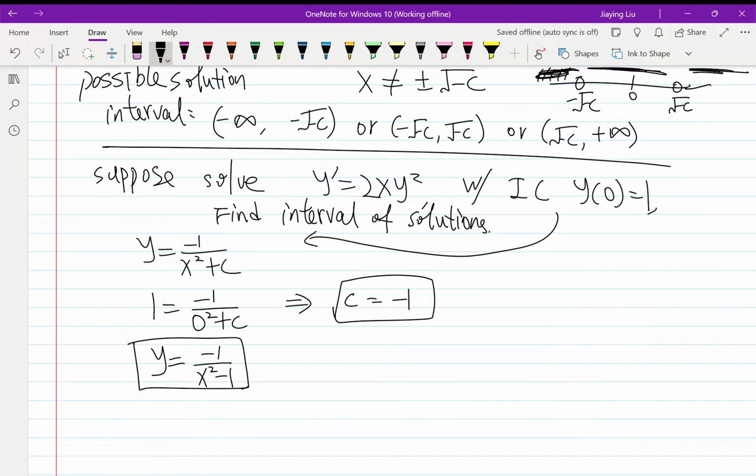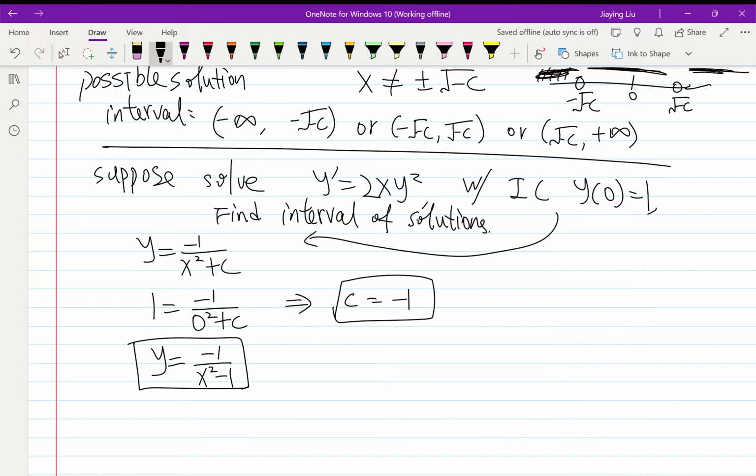This is a solution that satisfies the differential equation and also the initial condition. I didn't do it from the beginning. I just took what we had earlier to save time. Any questions? And we have to find the solution interval for this solution, right?